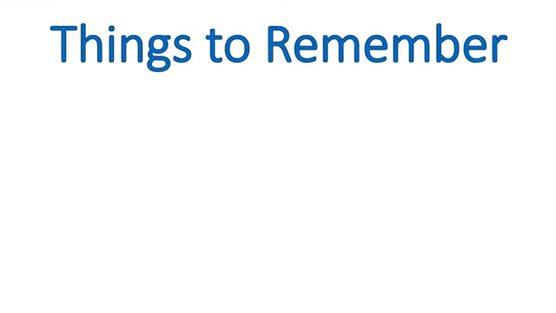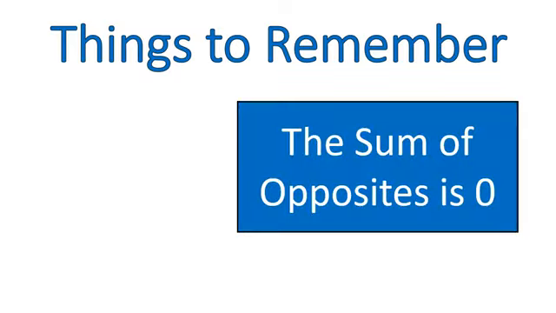Some things to remember. The sum of opposites is 0. Or in other words, if you add opposites, you get 0. That's really it. So it's not things to remember, it's just thing to remember.